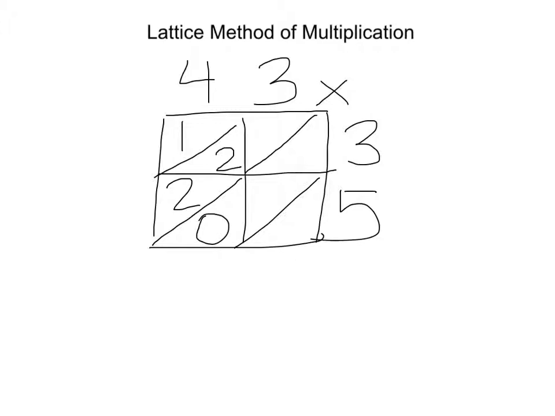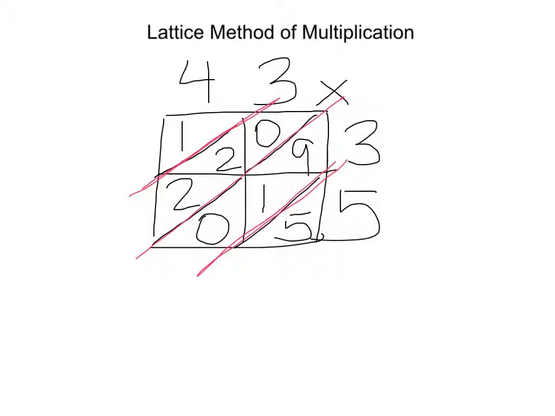We'll move over to the 3 times 3 box, which gives us a total of 9, which has 0 tens and 9 ones. Then we move to the last box underneath, 3 times 5, which is 15. A 1 on top, and a 5 on the bottom. Now we highlight our diagonals in different colors to remind ourselves to add diagonally, and we start adding.